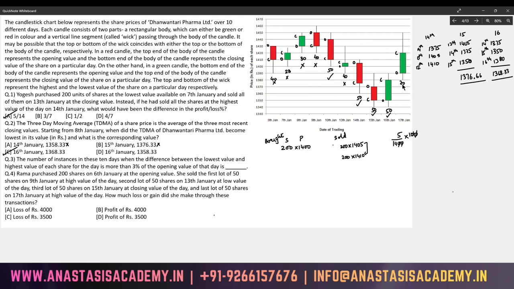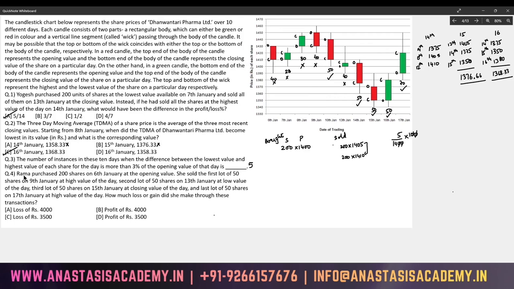And 3% of 1390 will be less than 70. So this should be counted. So 10th January, 14th January, 15th January, 16th January, and 17th January. For these 5 days, I can say the difference between the highest and the lowest is more than 3% of the opening value of that day.